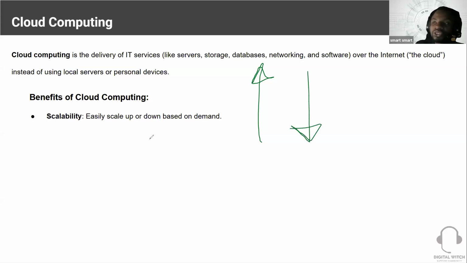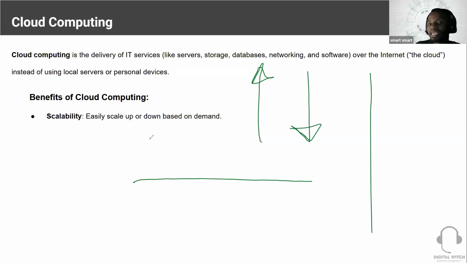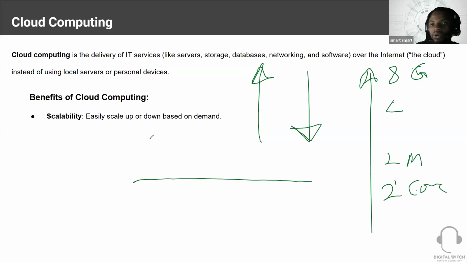We have horizontal scaling and vertical scaling. Vertical scaling is increasing the size. Let's say you have 2 gig memory and 2 core CPU. You want to increase it to, let's say, 8 gig and 4 core. This is what we call vertical scaling.